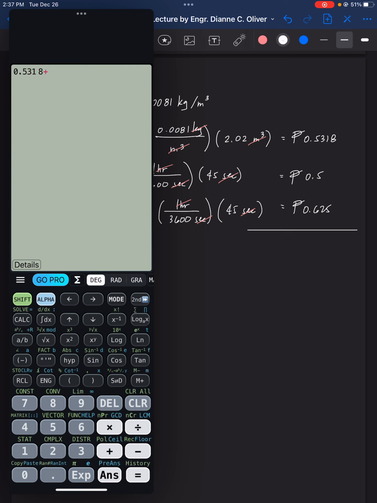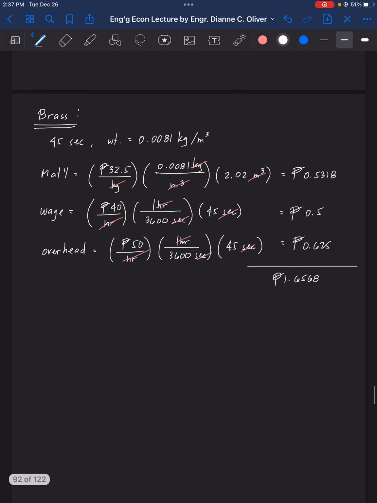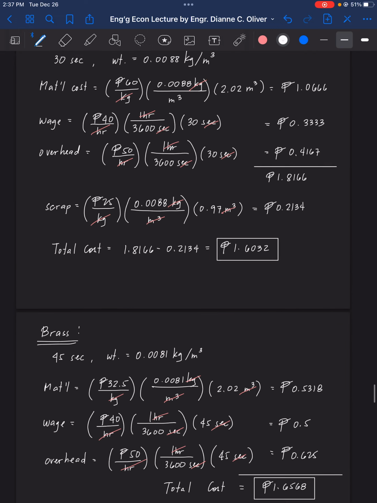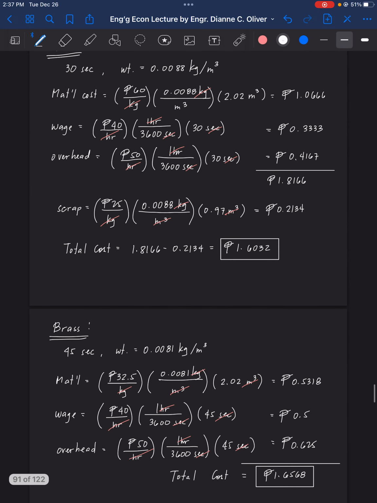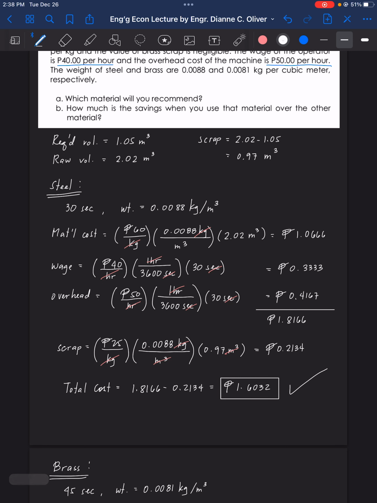0.5318 plus 0.5 plus 0.625, so 1.6568. So that is the total cost. So between the two, what's the total cost? The lesser total cost here is the steel. So we will choose this alternative. We will recommend the steel material.